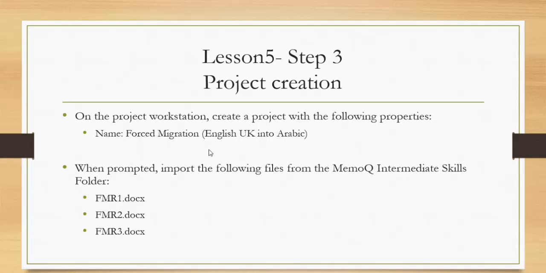Now, what I would like you to do is to create a project, and when prompted, name it Forced Migration English UK into Arabic. This is the name of the project. And then I would like you to import the 3 files, FMR1, FMR2, FMR3. Remember, those files are inside the folder called Intermediate Skills, and they are linked with this video. You can download it from our website in the library, Arab Professional Translator Society library. You have all the links with this video.